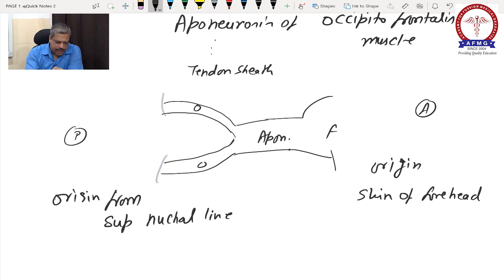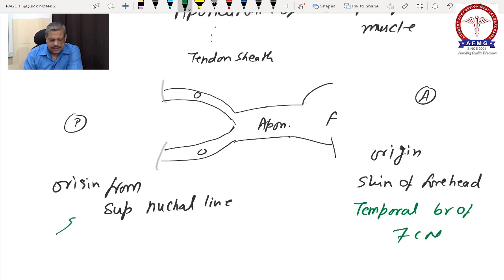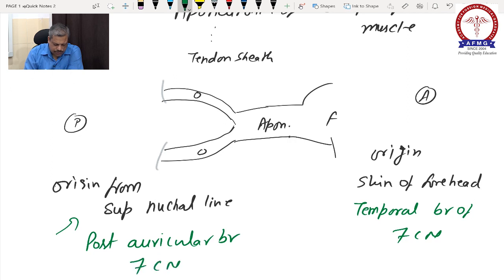A question can be asked regarding their nerve supply. This frontal belly is supplied by the temporal branch of facial nerve, and this occipital belly is supplied by the posterior auricular branch of facial nerve. Clear? So both are supplied by the facial nerve but by separate branches.